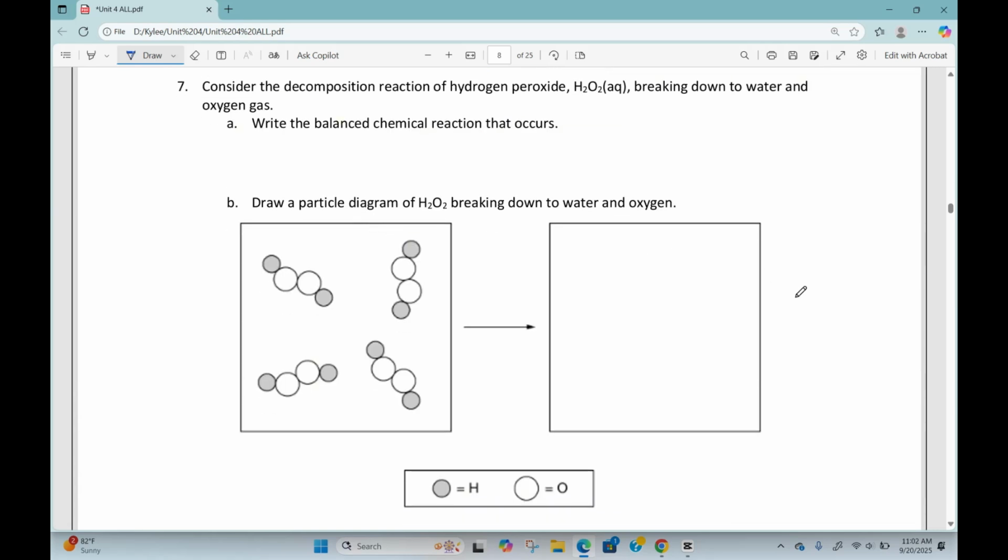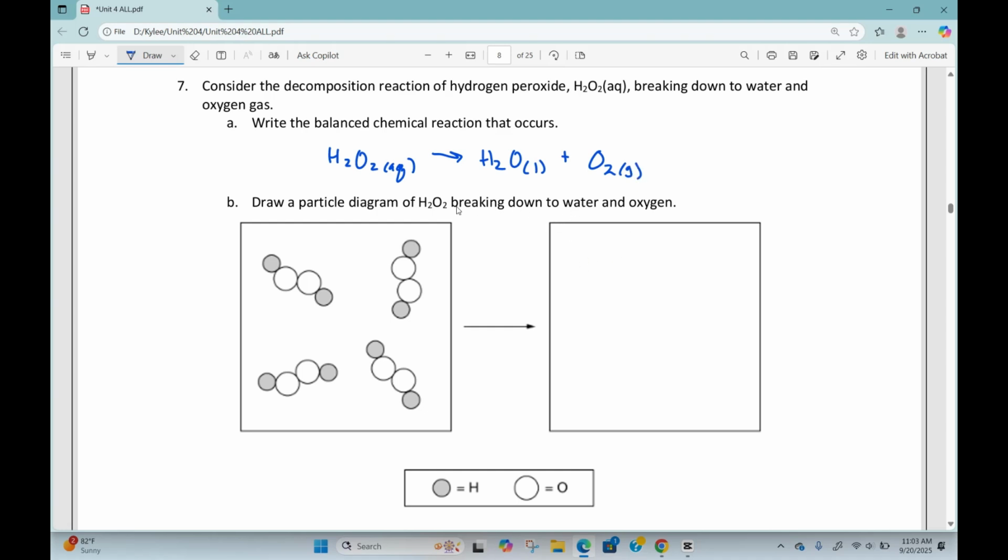So here's one where the relative amounts come into play. It says, consider the decomposition of hydrogen peroxide breaking down into water and oxygen gas. They want us to write a balanced chemical equation for this. Hydrogen peroxide is a solution, and this is going to be decomposition, and it tells us it breaks apart into water. Water is going to be a liquid, and then oxygen gas, O2, gas phase.